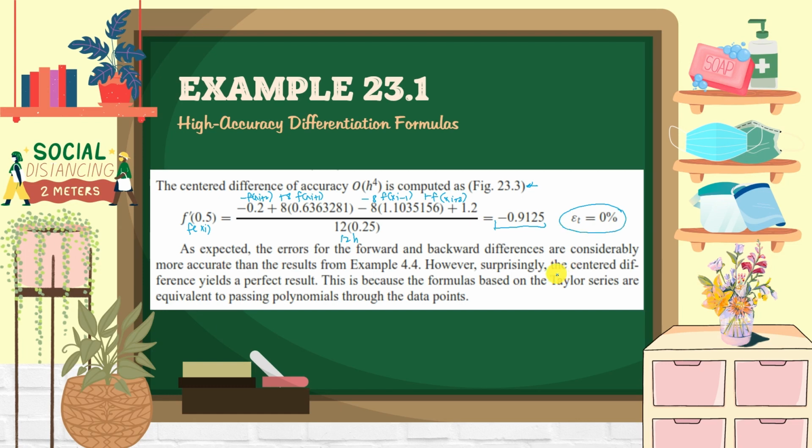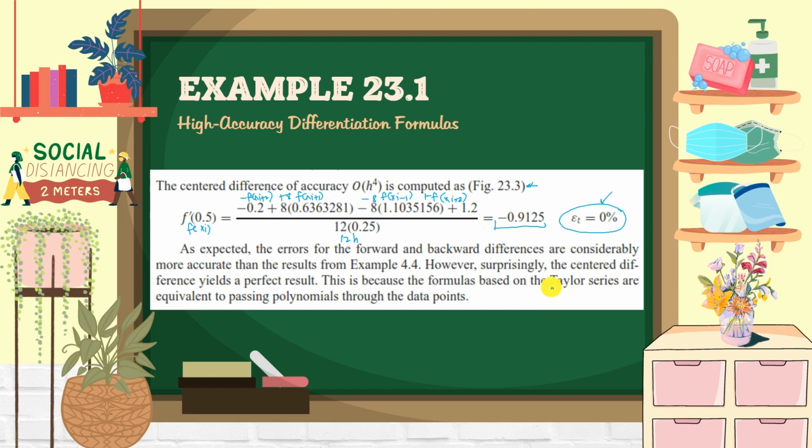As expected, the errors for the forward and backward differences are considerably more accurate than the result from Example 4.4. However, surprisingly, the centered difference yields a perfect result. This is because the formulas based on the Taylor series are equivalent to passing polynomials through the data points.